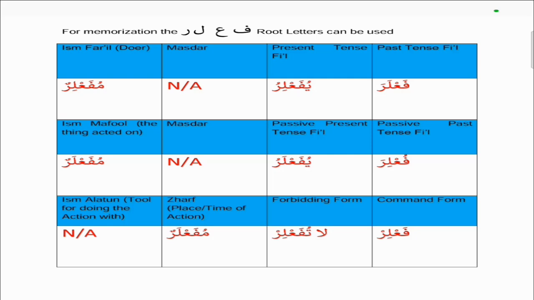And the command form is Fa'lir. If you look at the present tense, it's constructed in a normal way. If you take the anta version, Tufa'liru, drop the ta, and then make it lightest by putting a sukoon at the end, you're left with Fa'lir. And the forbidding form is La Tufa'lir. Again, the anta version of the present tense is Tufa'liru. Make it lightest by putting a sukoon at the end, and then lam in front: La Tufa'lir. And the zarf follows Mufa'larun, and there is no ismi alah for the 4 root letters.